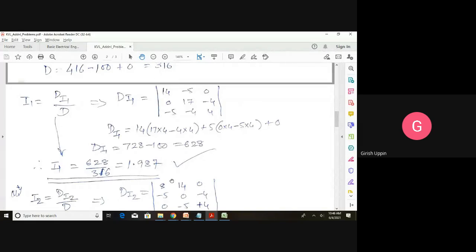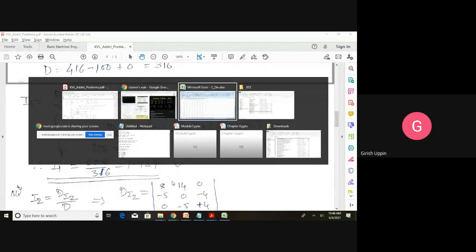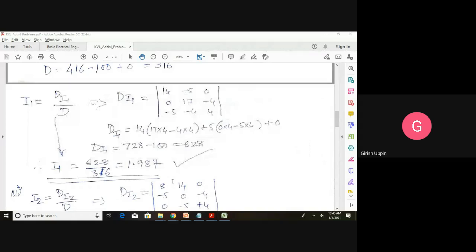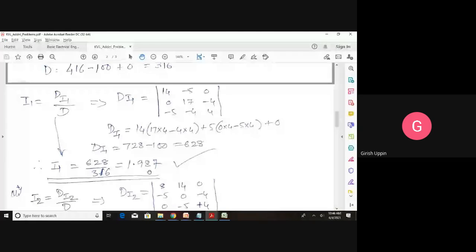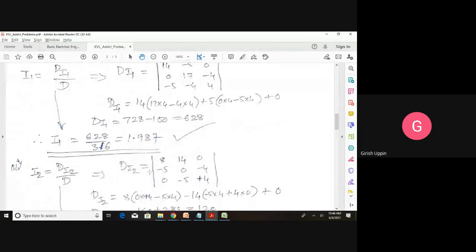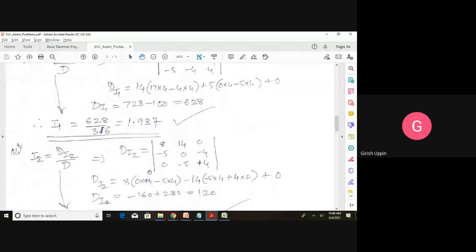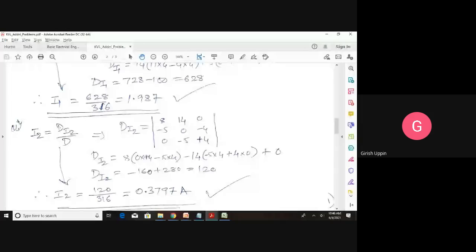The unit should be written. And I will just show yesterday's. Okay, you can see yesterday we did this on the notepad, right? So we got I1 as 1.986. Maybe some rounding error, that is fine. Then similarly, I2 is equal to DI2 by D. For DI2, you are going to replace the second column with the right hand side values d1, d2, d3.